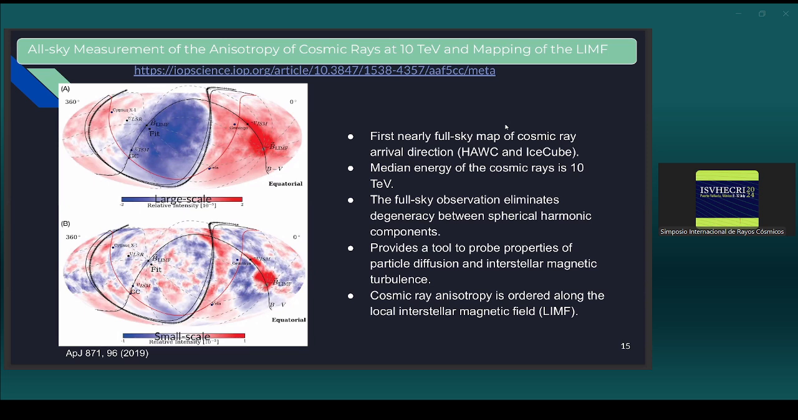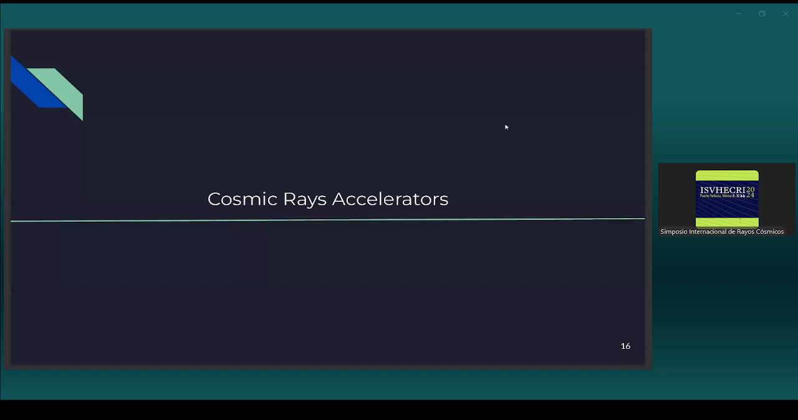And still we need to check what is one of the causes of these excesses that we are seeing at small scales. So this is work that we're still dealing with. And the last topic that I want to talk to you about, the recent HAWC results, is about the cosmic ray accelerators.